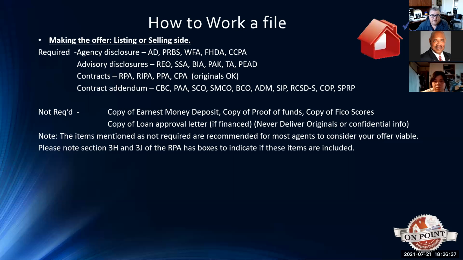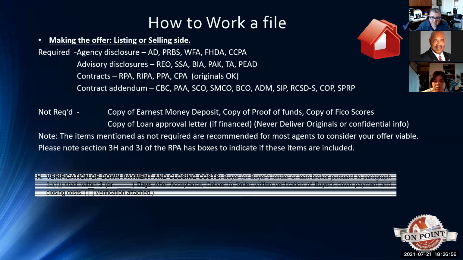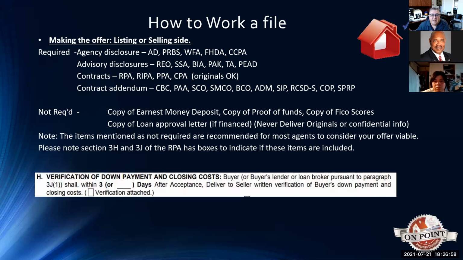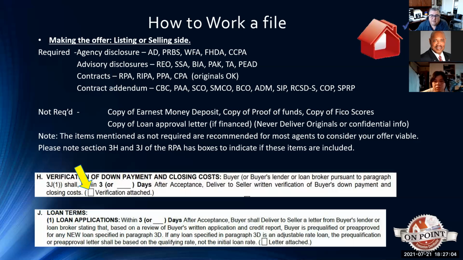But in the act of diplomacy, again, because these things are not required, we sometimes divulge this information because we want them to accept our offer. And that's typically when we're on the buyer side. The items mentioned as not required are recommended for most agents to consider your offer viable. Please note sections 3H and 3J of the RPA have boxes to indicate these items.